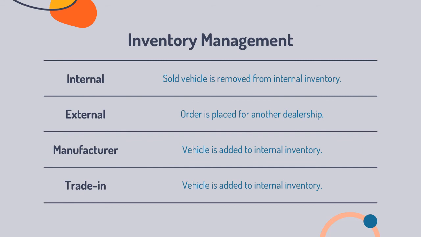Inventory management is a critical function of the system. These 4 types of transactions modify inventory. First, when we sell a vehicle from internal inventory. Second, when we sell a vehicle from an external dealership. Third, when a vehicle is ordered from the manufacturer and added to our inventory. And fourth, when a trade-in is made and also added to our inventory.